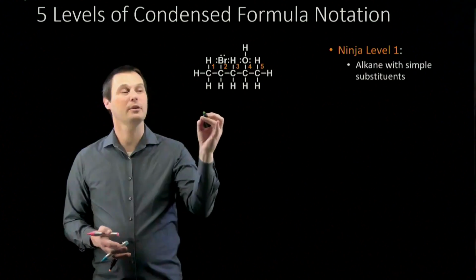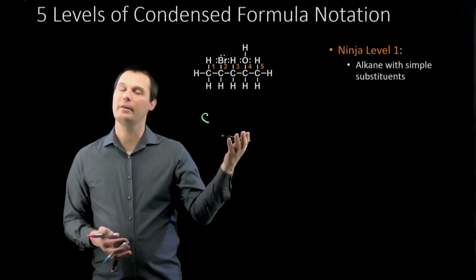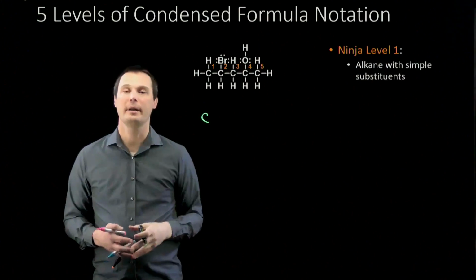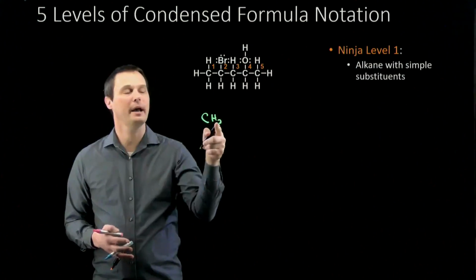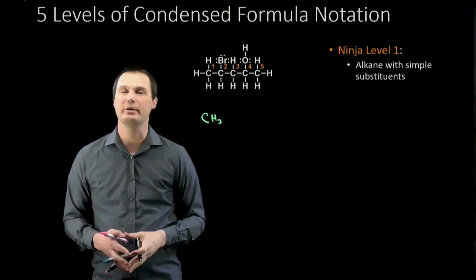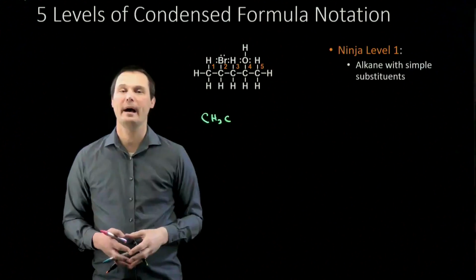To draw the condensed formula, we start with the first atom in the chain, carbon number 1. We list the carbon, and then we list all the things bonded to that carbon after the carbon atom. There are 3 hydrogens bonded to that carbon, so we would write CH3. The 3 hydrogens are bonded to the carbon immediately preceding it in the condensed formula. Next is carbon number 2. Carbon number 2 is bonded to a hydrogen and a bromine.